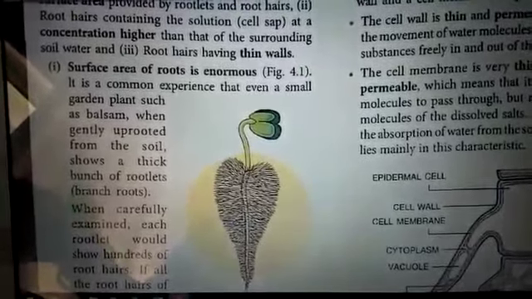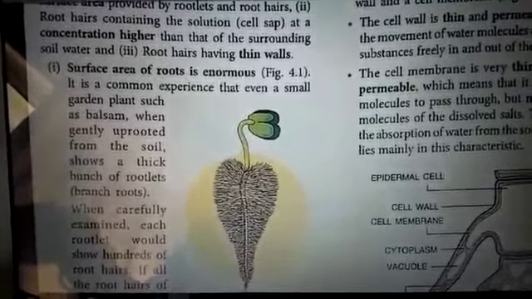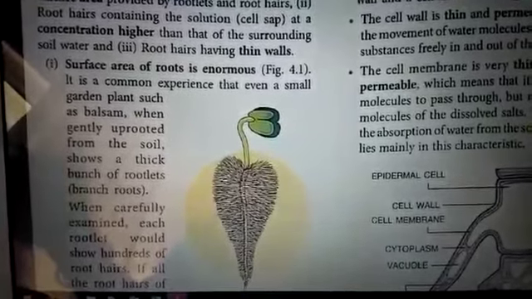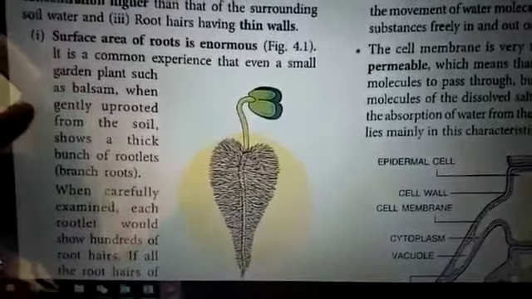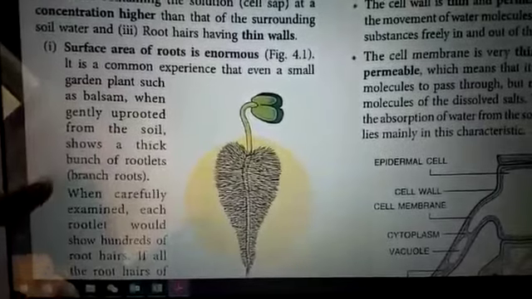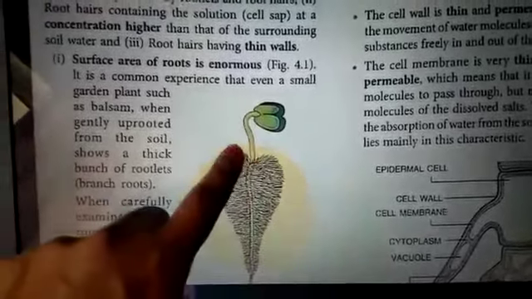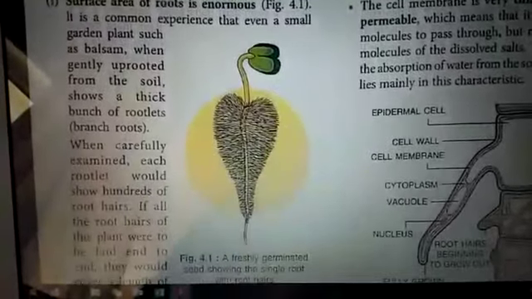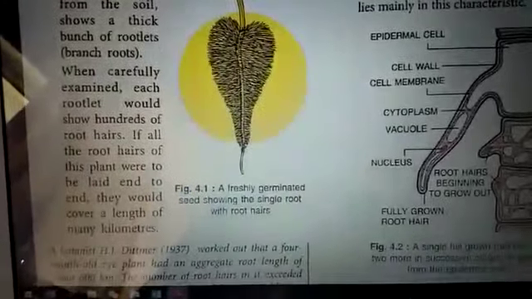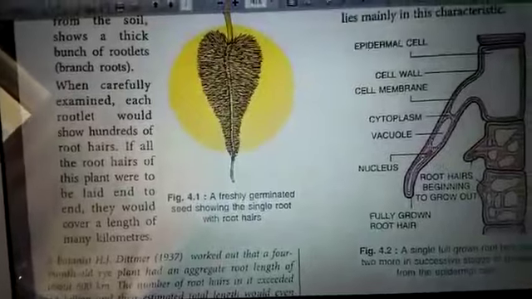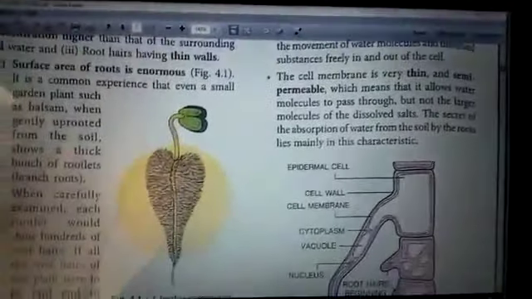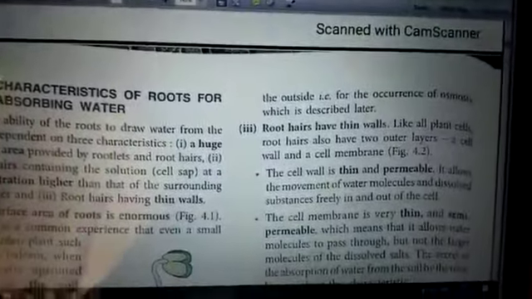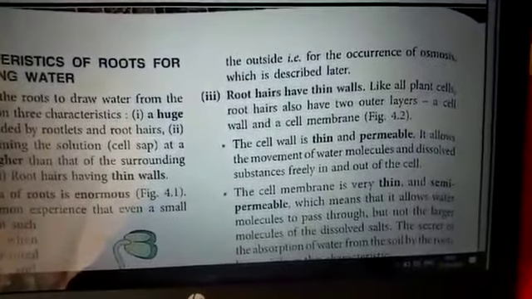Surface area of the root is enormous. It is common experience that even small green garden plants such as balsam, when gently uprooted, show a thick bunch of rootlets. As you can see in the figure, the rootlets are being shown. If you see them carefully, each of them contains hundreds of root hairs on their surfaces, which are of many kilometers in length. Root hairs have thin walls.